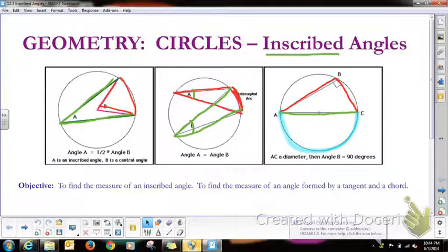So the rule here really is that an inscribed angle, an angle that's on the other side of the circle, is half of the measure of the arc that it is intersecting. So our objective here is to find the measure of an inscribed angle and to find the measure of an angle formed by a tangent and a chord.